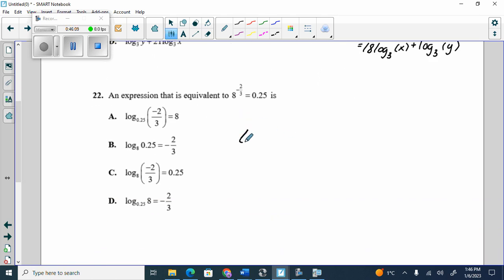So this one here, we have 8 to the negative 2 thirds equals 0.25. They just want it converted to a log, it looks like. So we go log base. Remember, you can just match it up with your formula off the formula sheet if that's how you do it. Totally fine. I'm going to do the base of my exponent becomes the base of my log. What's with it doesn't stay with it. So I get log base 8 of 0.25, and it's going to equal the exponent, negative 2 thirds. Which is B.